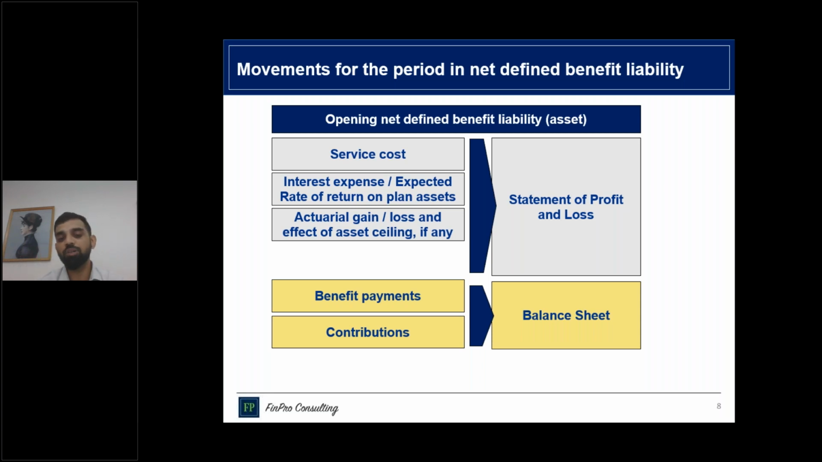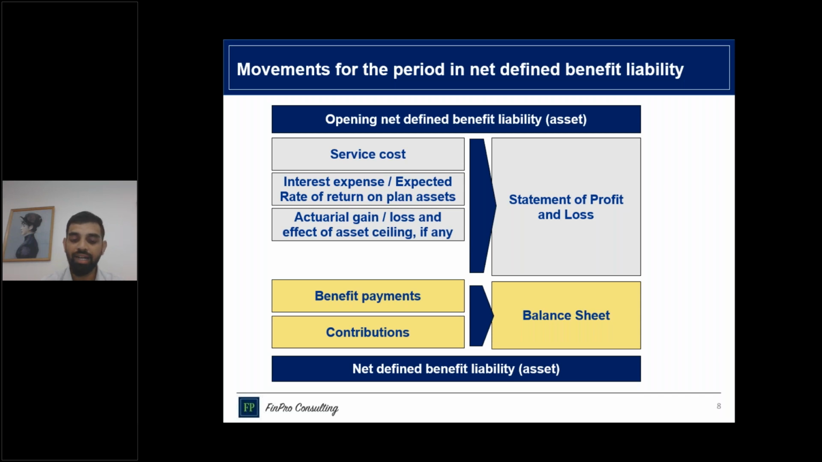Then we have contributions. Contribution is nothing but the total amount contributed by the employer towards a specific fund, which results in an increase in your defined benefit plan asset, or a reduction in your net liability. So the effect is the same: reduction in the net liability or increase in the asset. So no impact on your P&L.